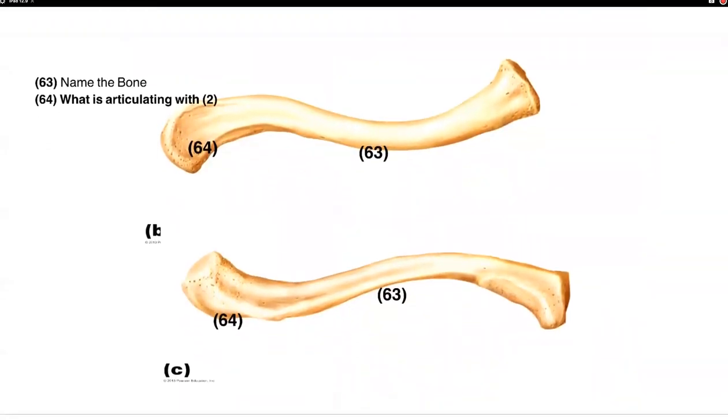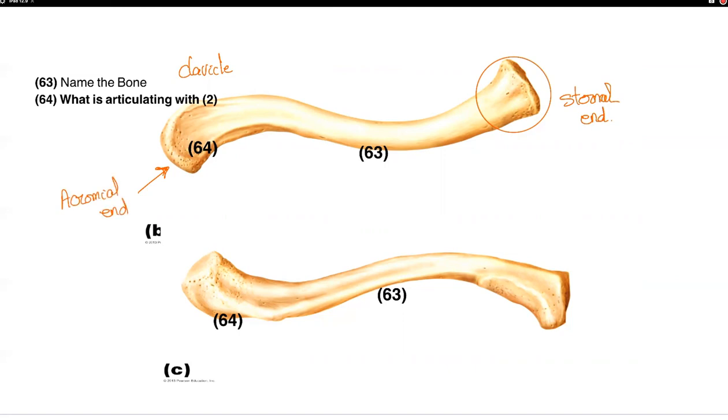Looking at this bone, this is my collarbone, the clavicle. And if you remember, the clavicle has two ends. I have a bulging, rounded, thick end on here. This is my sternal end. This is where I will be articulating with the sternum. And I have a flattened end. This is what's going to be articulating with the acromial process of the scapula. So we call this my acromial end.